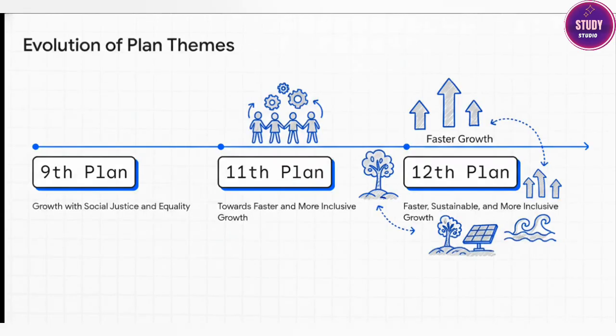And what's really cool is you can actually see the thinking change over time just by looking at the slogans. The plan before this one introduced the idea of faster and more inclusive growth. But then the 12th Plan added that third, absolutely critical word, sustainable. It was a clear sign of a growing understanding that real progress has to work for people and for the planet.